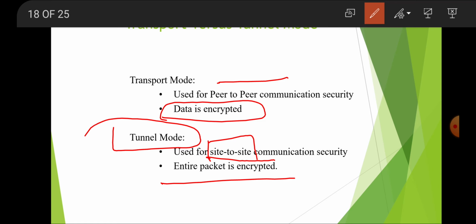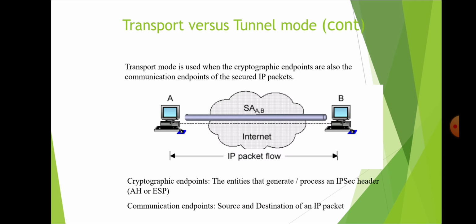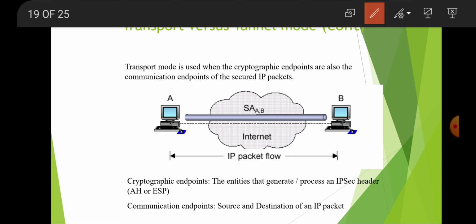In the tunnel mode, the entire packet is encrypted, and in transport mode only the data is encrypted. Now, transport mode is used when the cryptographic endpoints are also the communication endpoints of the secured IP packets. Keep in mind, transport mode is used when the cryptographic endpoints are also the communication endpoints of the secured IP packet.